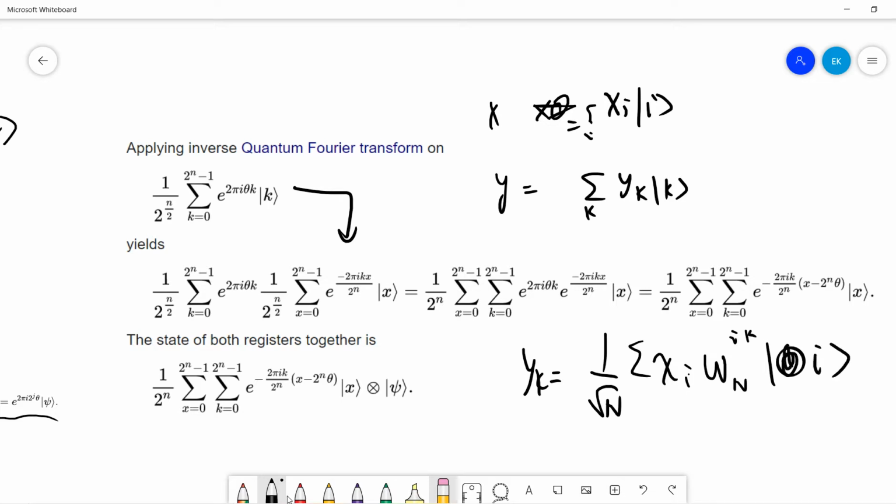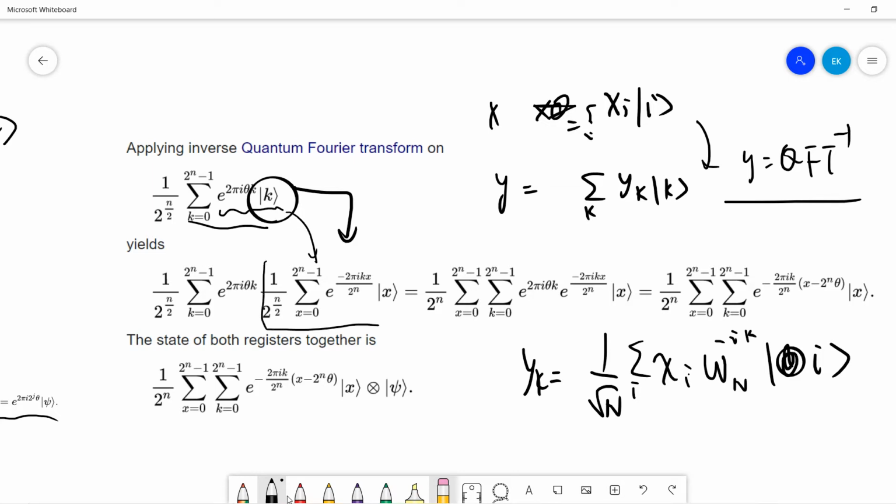And there's a minus sign if it is the inverse quantum Fourier transform. Okay, so start from here, and you use 2 to the n, so this is omega_N to the minus i k. You get this, and then apply it on x, right? So this quantum Fourier transform will become this. Follow this result, right? This capital N is 2 to the n. So you get this, and combine these two, you get this.